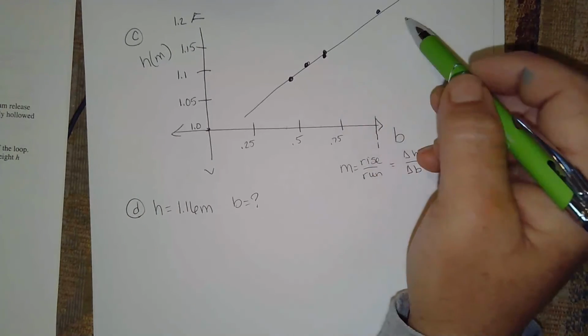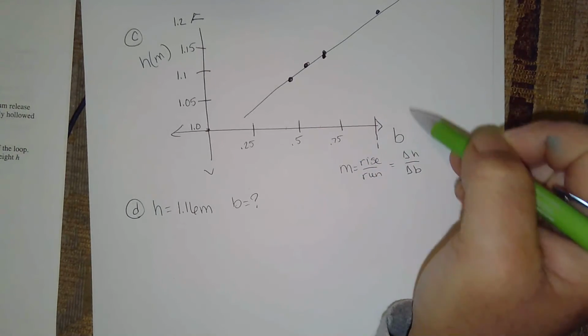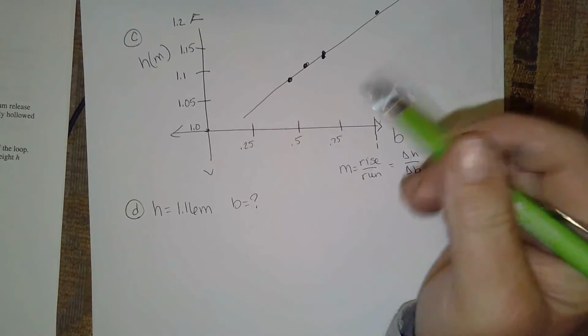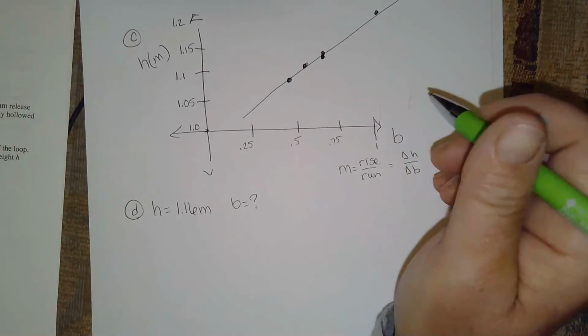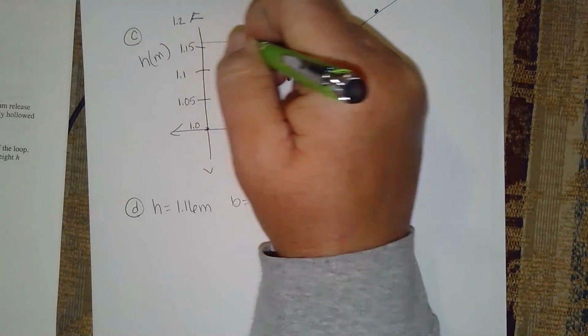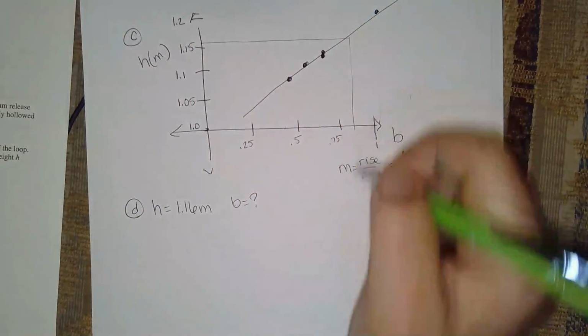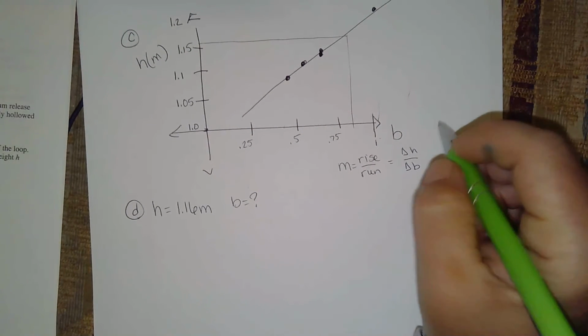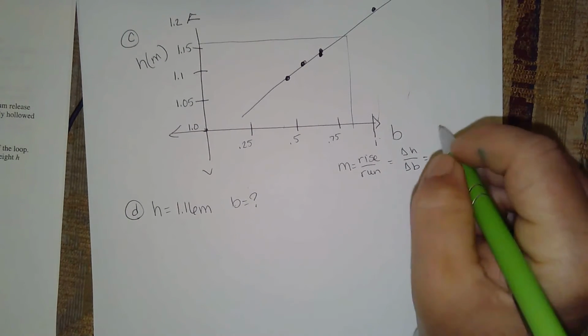So if you have this on a grid, you could just go to 1.16 and then go over and extrapolate down. So that is a possibility if you have a beautiful grid. I don't have a beautiful grid, so that's a little difficult, because if I went over here and then came down here, it looks like it's between 0.75 and 1. I don't know exactly. So I'm going to find the slope of my line.